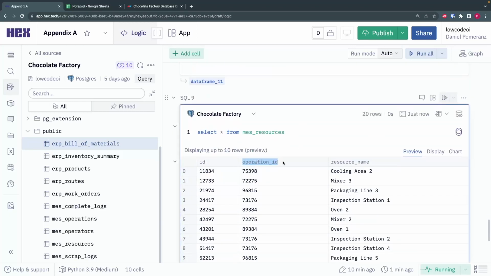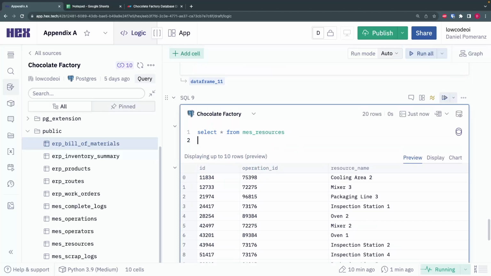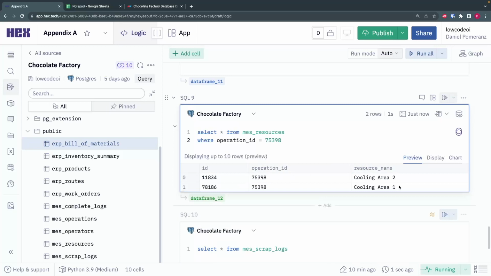And so you see this operation ID allows you to join. Maybe you would filter ID equals this. And you can see there's only 2 cooling areas.